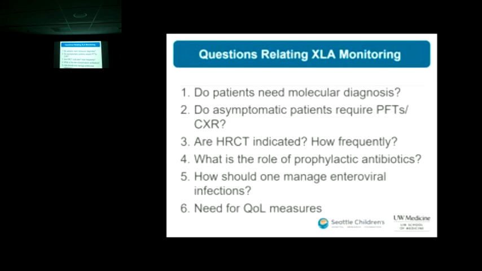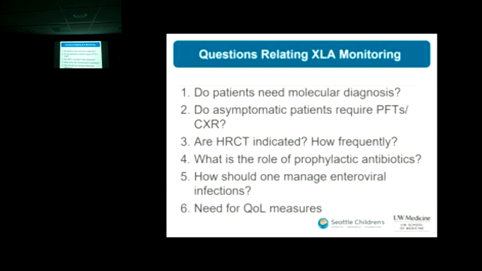What is the role of prophylactic antibiotics? And we talked about that briefly last time. Do these patients benefit from prophylactic antibiotics? There's no data from prospective studies, but these are important questions, and many of us who follow these patients will use prophylactic antibiotics with little information. And one of the key questions is these enteroviral infections, which really contribute to morbidity and mortality. And we really don't have a good therapeutic approach for this.